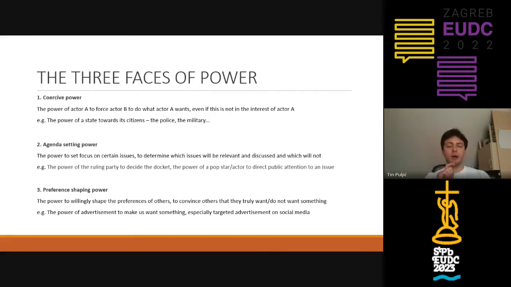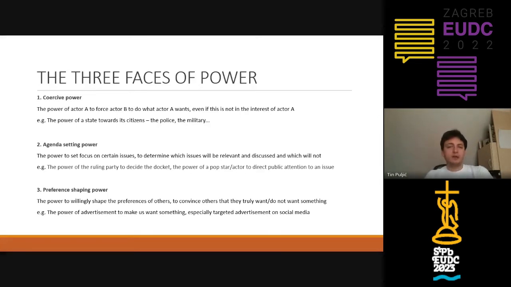So very often these types of power can overlap, and one type of power can help you achieve another type of power. And the final thing to remember here is that actors have different degrees of this power. So you can have all three types of power, but you can have them to a very low degree.